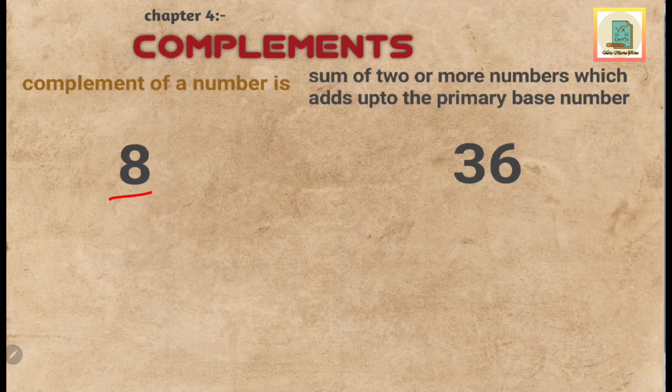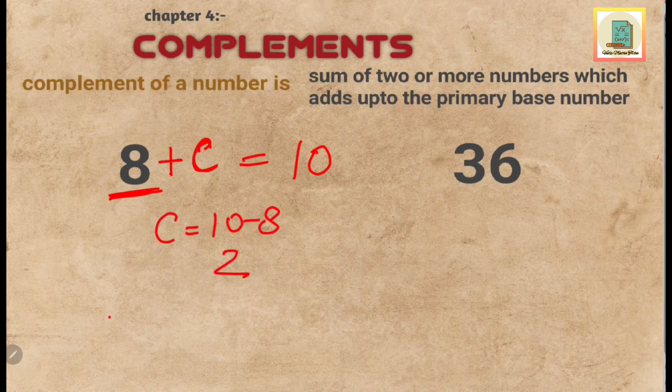So the first thing that we do is we find out the next primary base number. The next primary base number to 8 is 10. So what should we add to 8 so that it becomes 10? The complement will be 10 minus 8, which gives you 2. So the complement of 8 is 2.